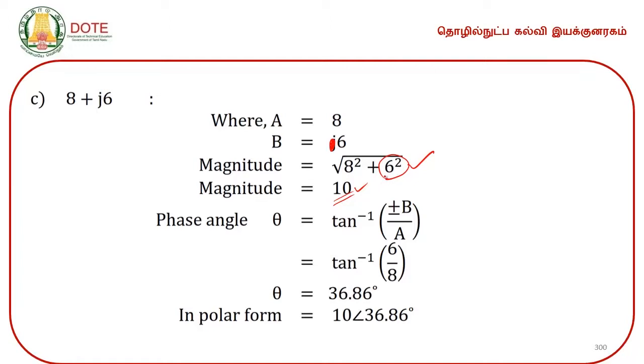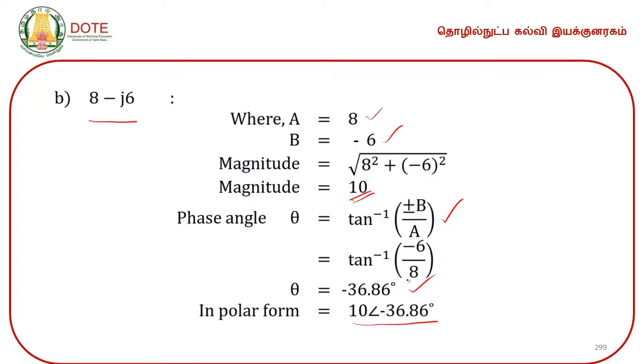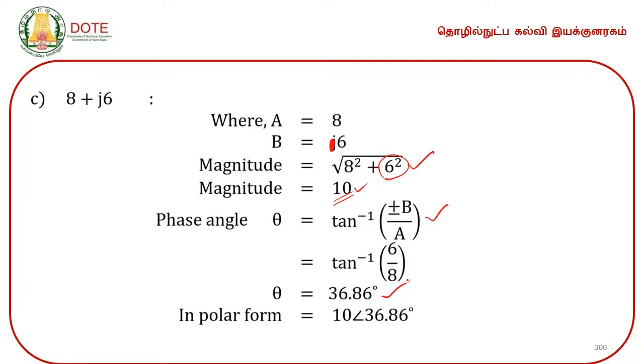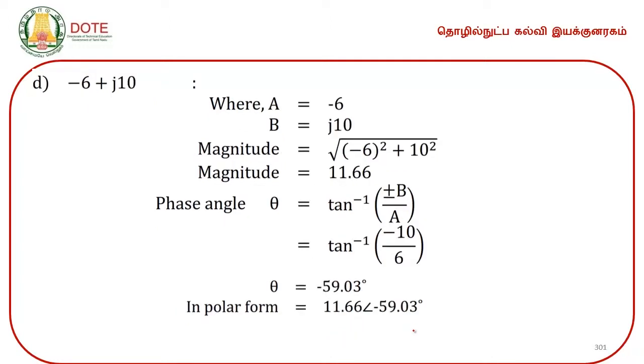Now, let us see what happens to the phase angle. So, tan inverse of b by a is equal to 36.86. Previously it was minus, now it is plus 36.86. So, the equivalent of 8 plus j 6 in polar form is 10 angle 36.86. In this problem you have the real part as minus and the imaginary part as plus.